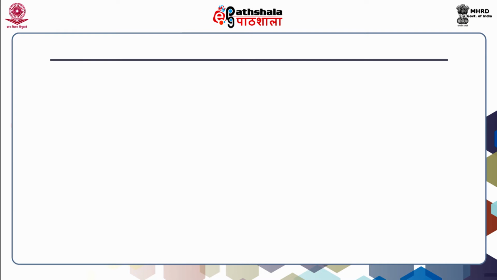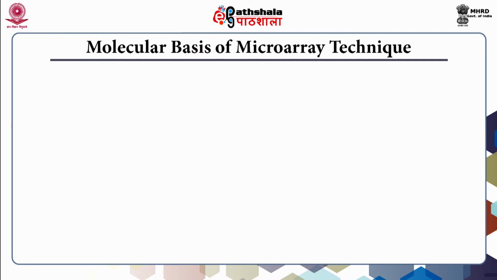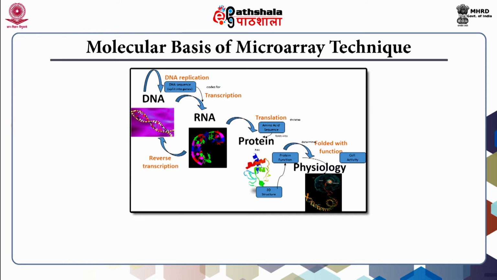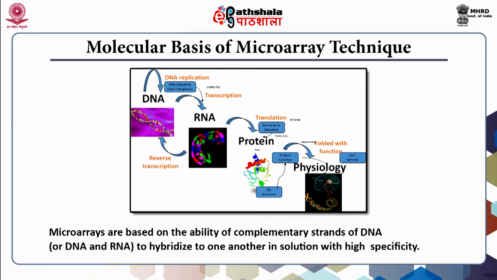Next we come to the molecular basis of the microarray technique. When we talk about the central dogma of molecular biology, we understand that from DNA, a single-stranded messenger RNA is transcribed, which is translated later into a protein. The steps involved include transcription, translation, as well as the folding of the protein to have physiologically important metabolites. Now, microarrays are based on the ability of complementary strands, either DNA or RNA, aka cDNA, to hybridize to one another with high specificity.